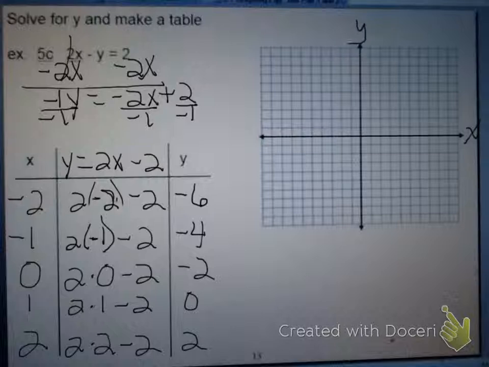Label your x and y axis. Plot your points. Extend your line. Put arrows at the end.